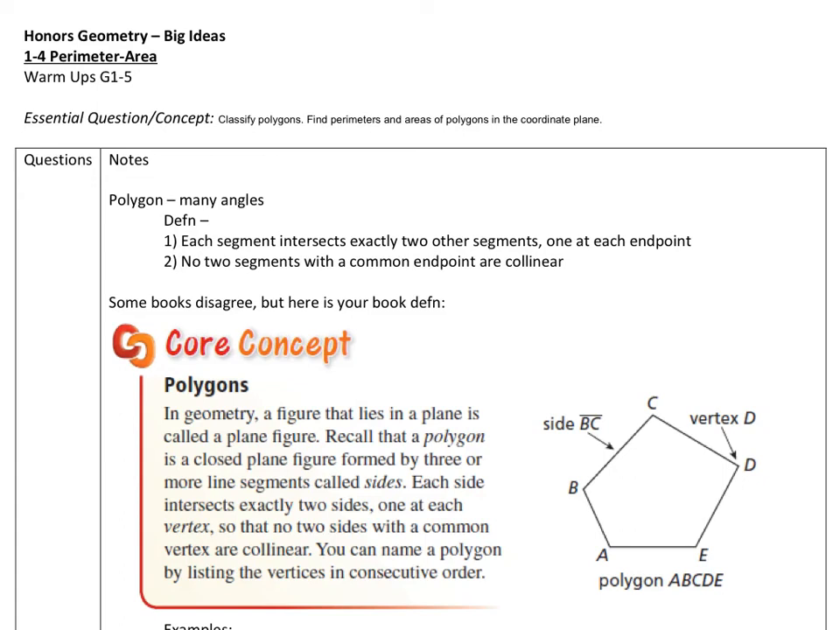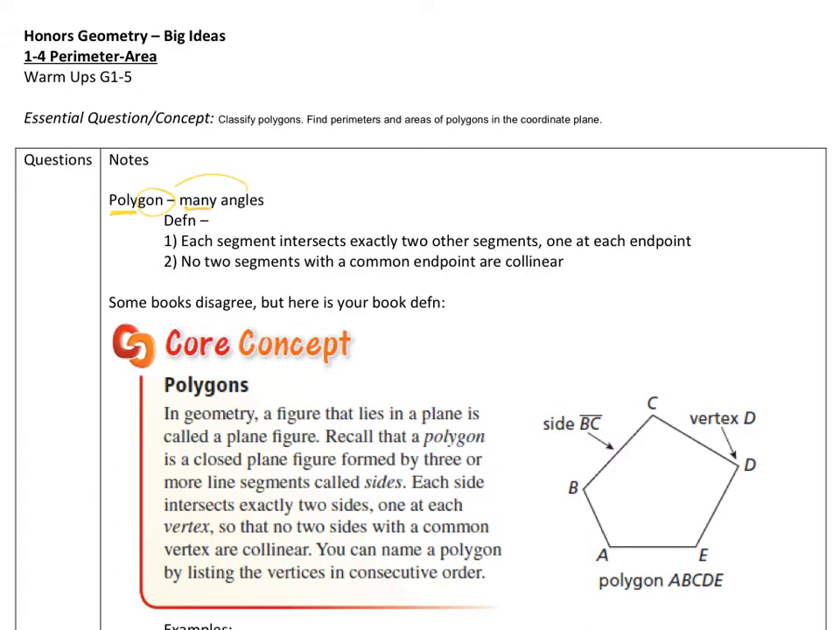Hey everybody, it's Mr. N here, and we've got the 1-4 lesson from our Big Ideas book, and this is on perimeter and area. Well, before we do that, let's define what a polygon is, and a polygon just means many angles. So breaking down the definition, the poly is many, and the gon is with the angles.